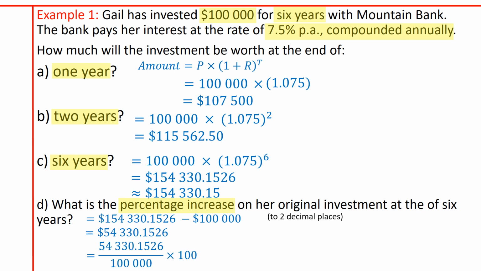Okay, so I'm dividing it by the original, multiplying it by 100 to get it as a percentage, and then I've rounded off my percentage to 2 decimal places, which is a 54.33% increase.